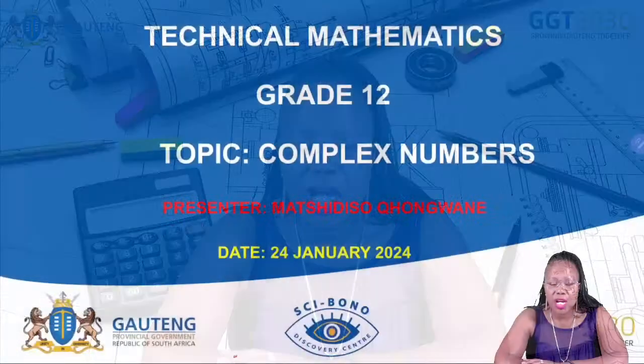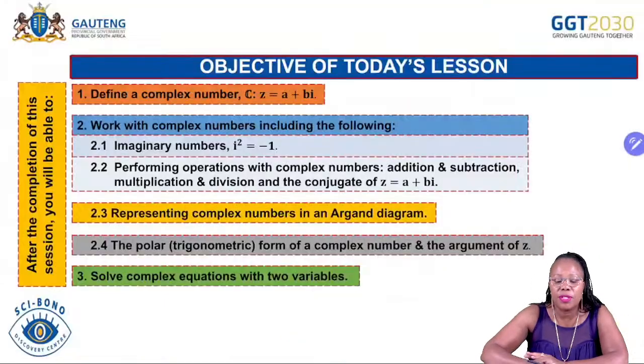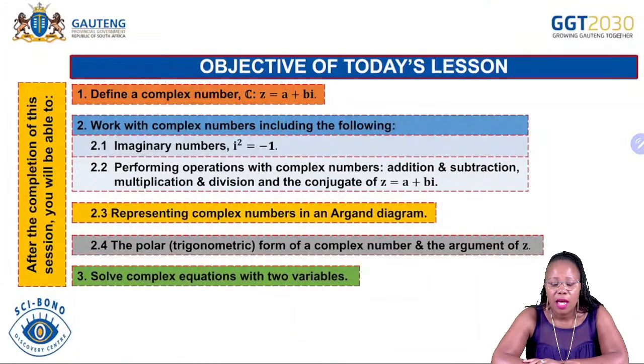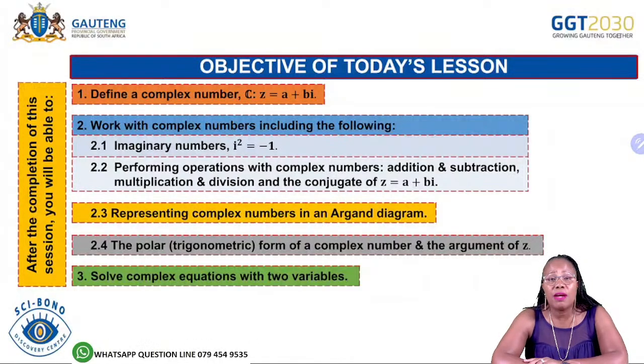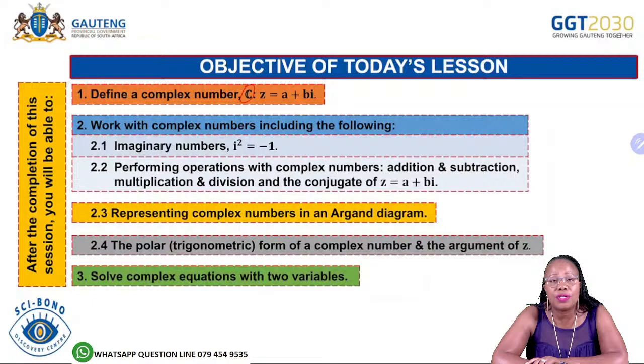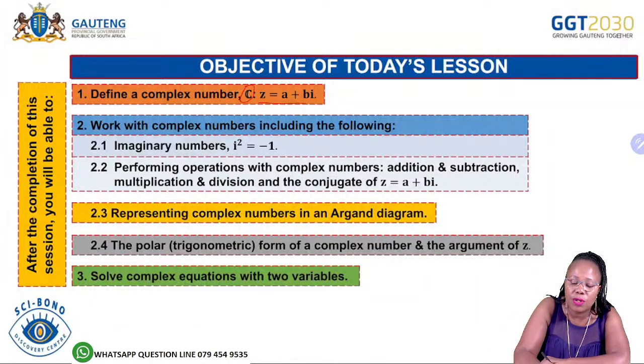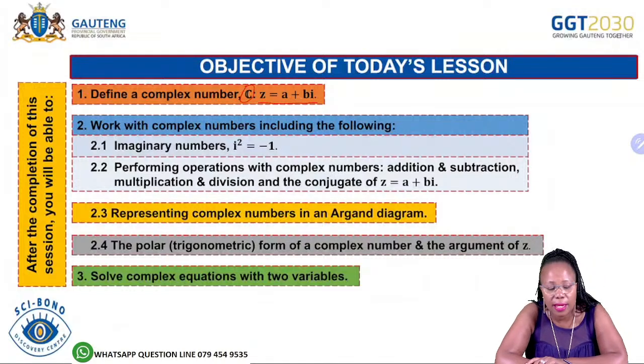Our lesson for today is on complex numbers, as we are busy with that now, grade 12. And then the objectives of today's lesson, after the completion of this session, you will be able to, number one, define a complex number. The symbol for complex number is the C that you see there. And the formula that we use to represent a complex number is Z equal to A plus BI.